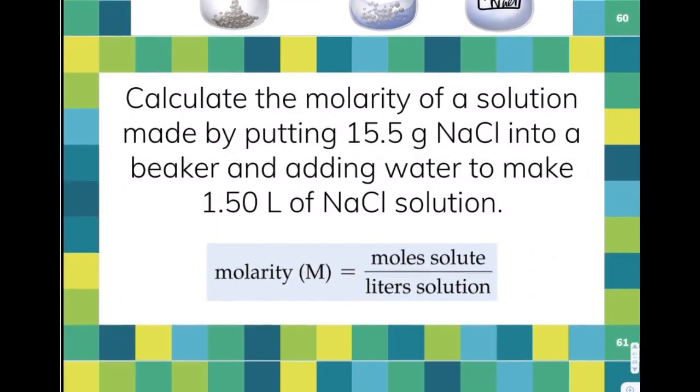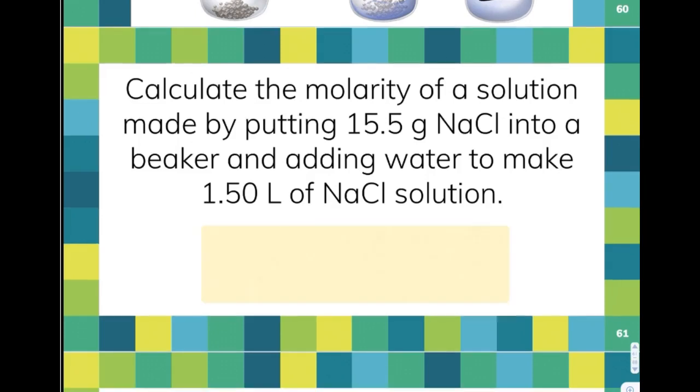So go ahead and give it a try. Pause and try this one. Alright, so calculate the molarity of a solution made by putting 15.5 grams sodium chloride into a beaker and adding water to make 1.50 liters of sodium chloride solution. You can absolutely do this algebraically if you want. I like a conversion factor, so I like setting it up like that. So I'm going to show you here.